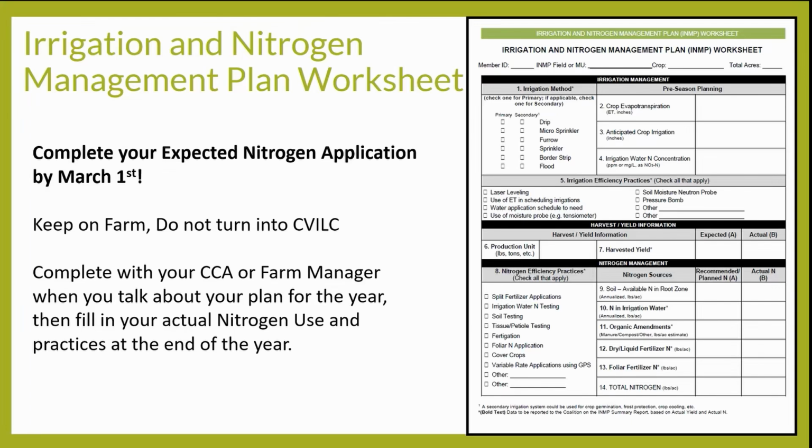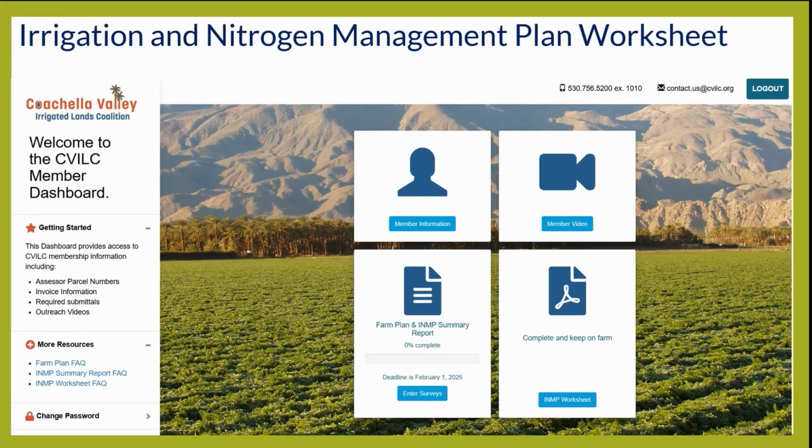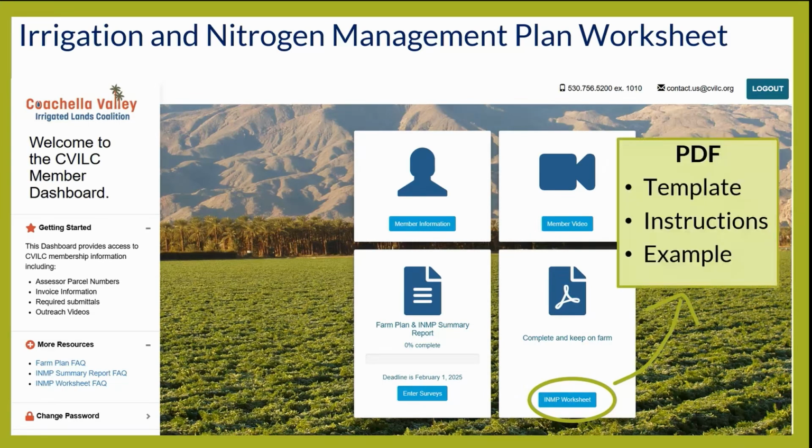Reminder about that worksheet: keep it on farm. Don't turn it in to CVILC. And it is due by March 1st every year. That was just a reminder of where you can find it to print it out or save a copy. It's a PDF template. It has instructions, and there's also an example within it, so you should be familiar. Again, more FAQs, and a reminder of where you find those.